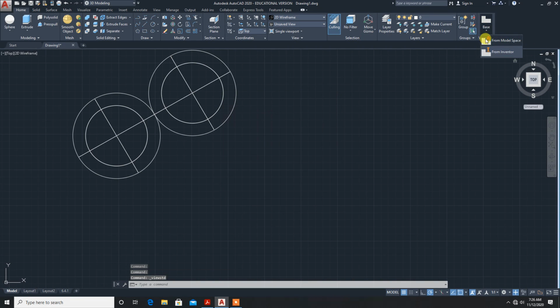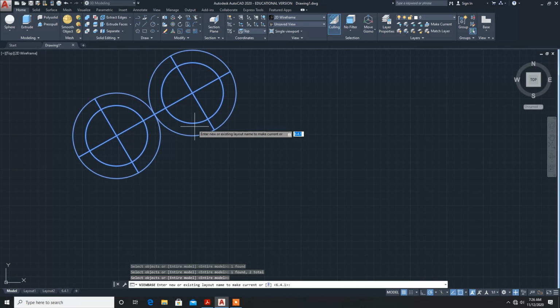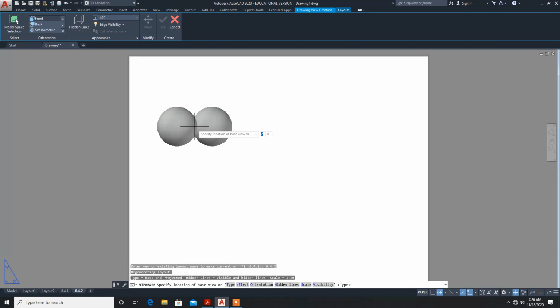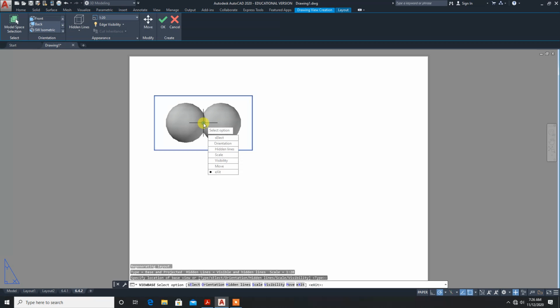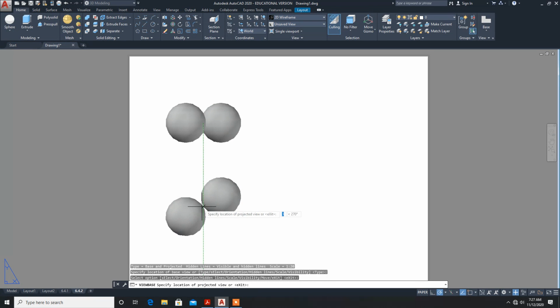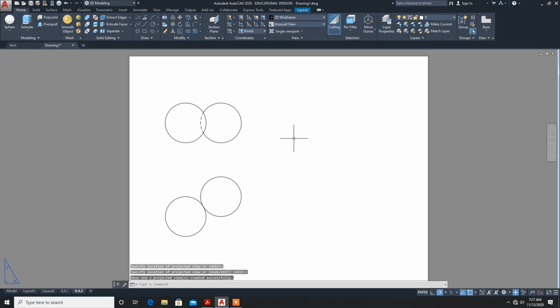Next, again, it is already first angle. So model space, select the model, okay, enter. Now the layout is 6.4.2, new layout. So in this new layout, front view, top view, okay, front and top view.